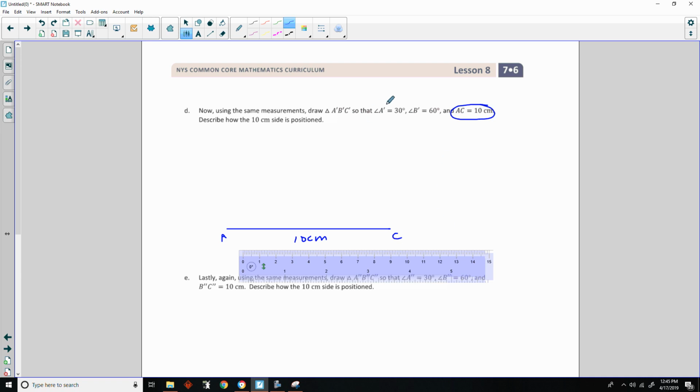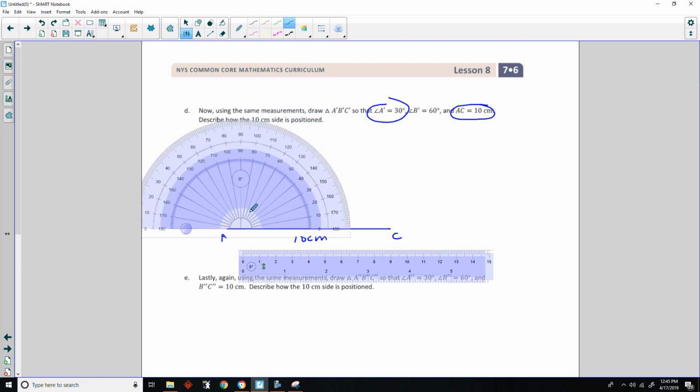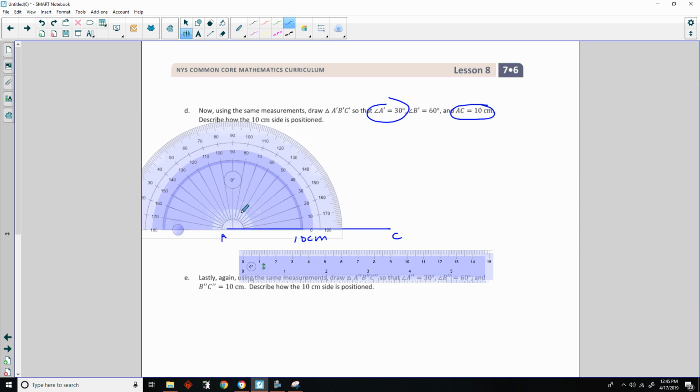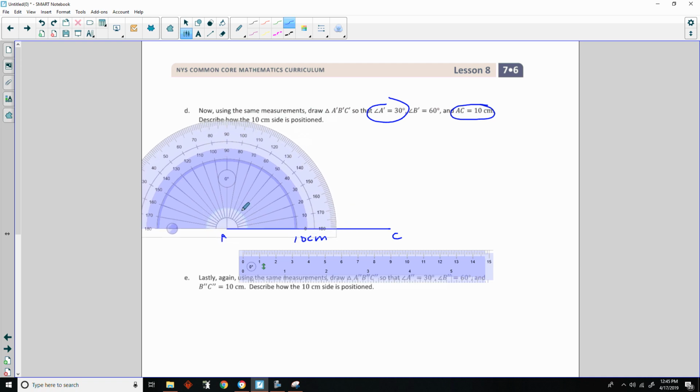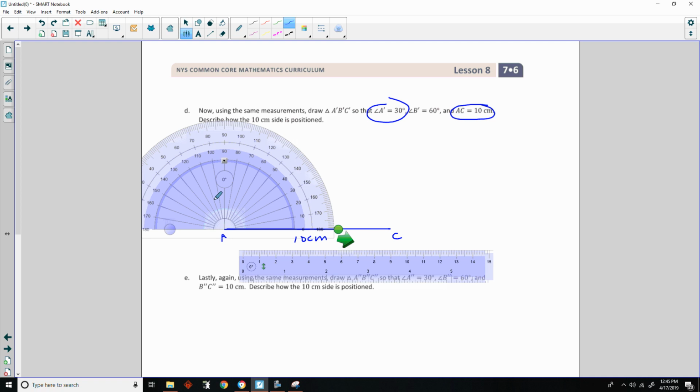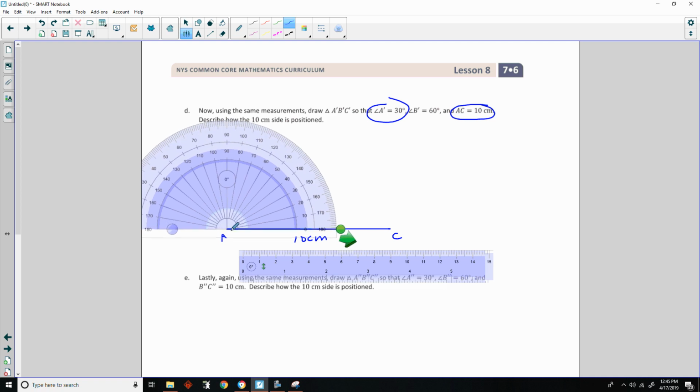then I want angle A to be 30 degrees. So I get my protractor. Put it right on the end here. Make sure the crosshairs are right on A, and be sure that AC is right on that 0 degree marker. And I want angle A to be 30 degrees, so that's out to here.